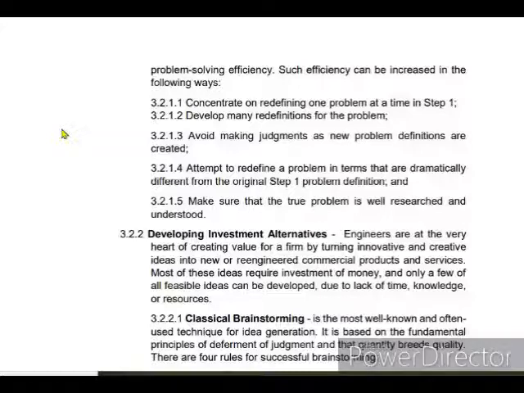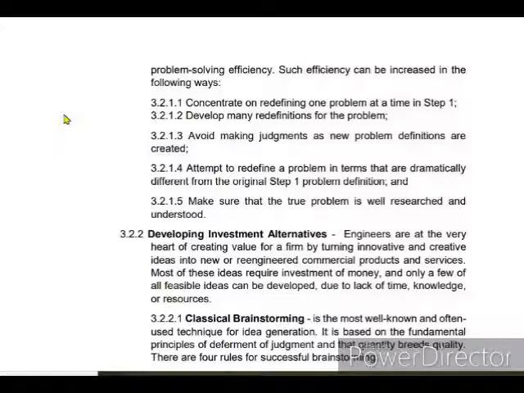Okay, next, develop many redefinitions for the problem. So we should not be contented with one definition of a problem, because as I said earlier, we should be creative here. We should see all the perspectives surrounding the problem. Okay, so we may define it in other ways.